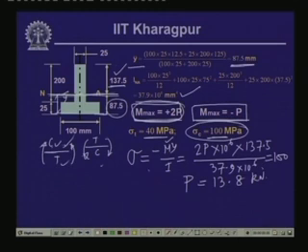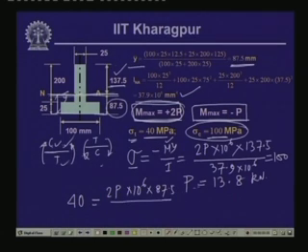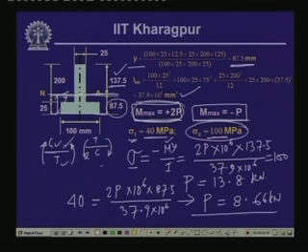Now, consequently we calculate the tensile stress at the bottom corresponding to this moment, and the tensile stress limit is 40 MPa. So, 40 MPa is equal to twice P into 10 to the power 6 into 87.5 divided by I, which is 37.9 into 10 to the power 6. Now, from this if you compute the value of P, this comes as 8.66 kilonewton. These are the 2 values of P which we have obtained corresponding to the compressive and the tensile stress.